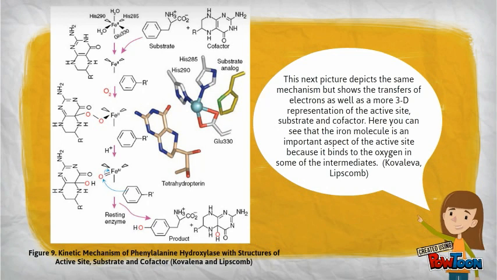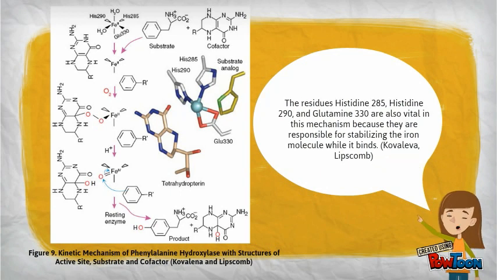This next picture depicts the same mechanism, but shows the transfer of electrons, as well as a more 3D representation of the active site, substrate, and cofactor. Here you can see that the iron molecule is an important aspect of the active site because it binds to the oxygen in some of the intermediates. The residues histidine 285, histidine 290, and glutamine 330 are also vital in this mechanism because they are responsible for stabilizing the iron molecule while it binds.